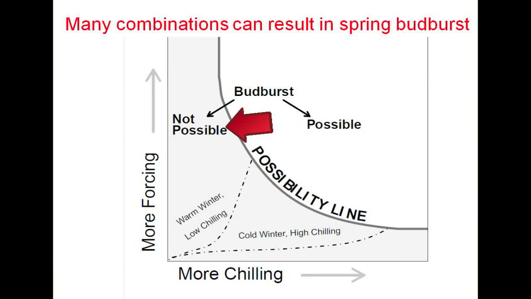But whenever the combinations of chilling and forcing are in this gray area, bud burst or terminal bud burst is not possible. One thing to notice here is this line goes up straight in this particular case. And that's true for all species that have an absolute, or what's called an obligate, chilling requirement. And that means that it doesn't matter how much warm temperatures they get. If they don't get a certain amount of cold temperatures, they absolutely will not burst bud.